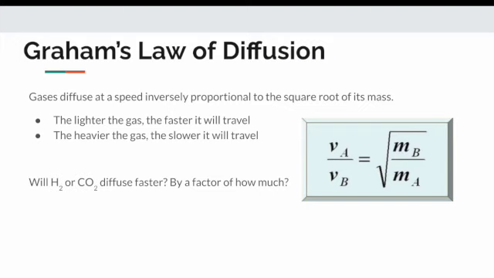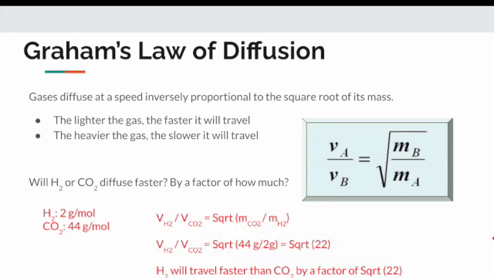Now, I hope you guys do have periodic tables handy. If not, just Google one, it should be on the internet. Will H2 or CO2, hydrogen gas or carbon dioxide, diffuse faster, and by a factor of how much? And yeah, so this is just the gram formula mass.